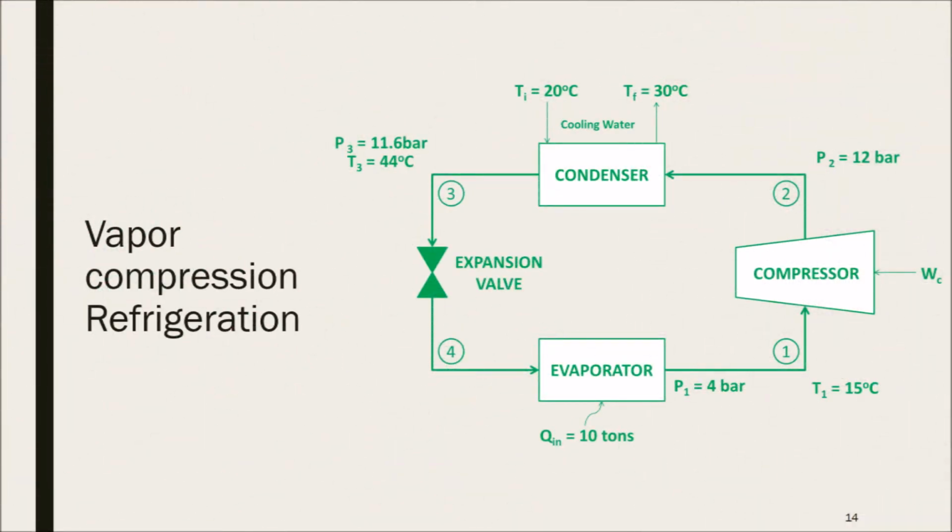The next figure shows that 10 tons entered the evaporator, with refrigerant leaving the evaporator and entering the compressor at 15 degrees Celsius and 4 bar, exiting at 12 bar, with the cooling water initially at 20 degrees Celsius and leaving at 30 degrees Celsius. The refrigerant is condensed, leaving as liquid. The liquid refrigerant leaves the condenser at 44 degrees Celsius and 11.6 bar. At the expansion valve, the throttling process occurs.